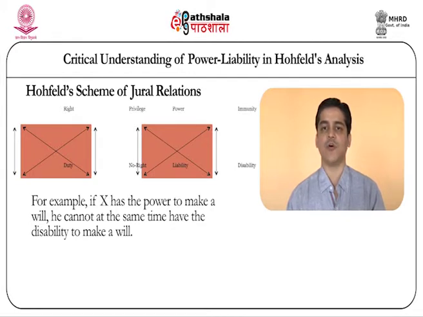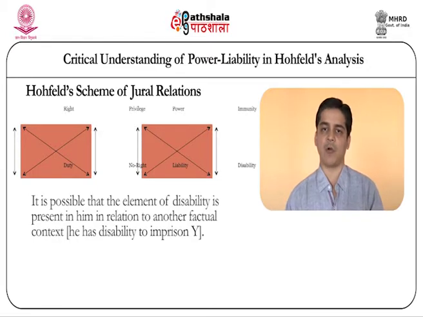That is, jural opposites refer to those set of elements which cannot exist in relation to the same thing in the same individual at the same time. They might exist in relation to different things. For example, X has a power to make a will, but he does not have a power to imprison Y. So at the same time, he has a power to make a will and he has a disability to imprison Y. But we have to understand here that this power and disability are coexisting in relation to different things. The power is in relation to making of the will. The disability is in relation to imprisoning Y.